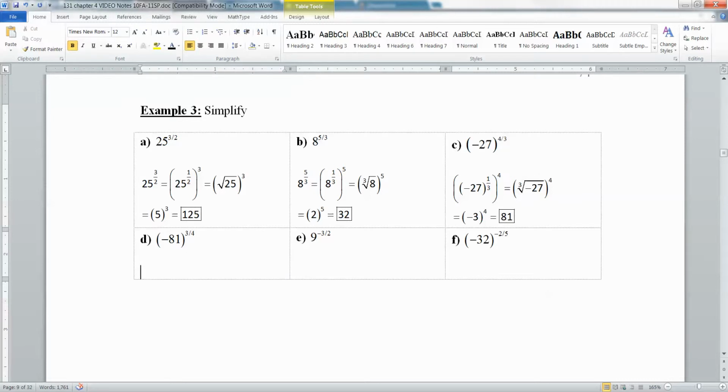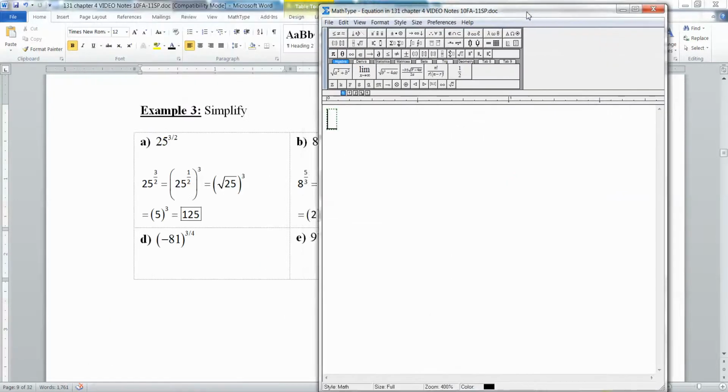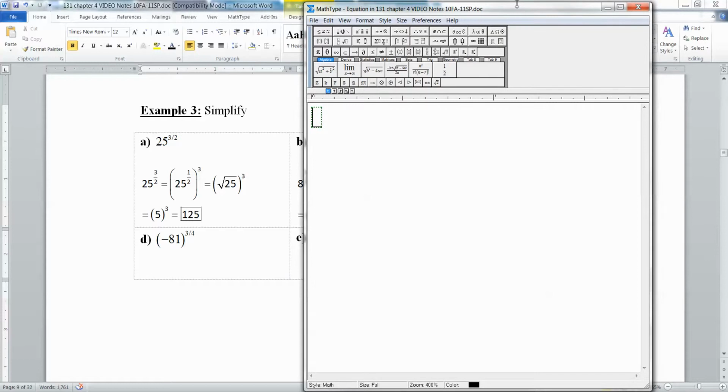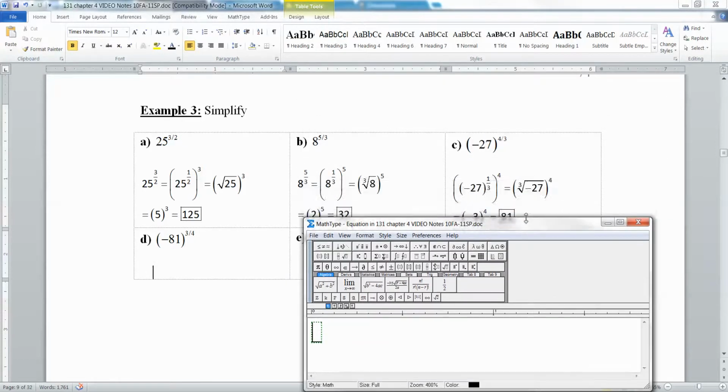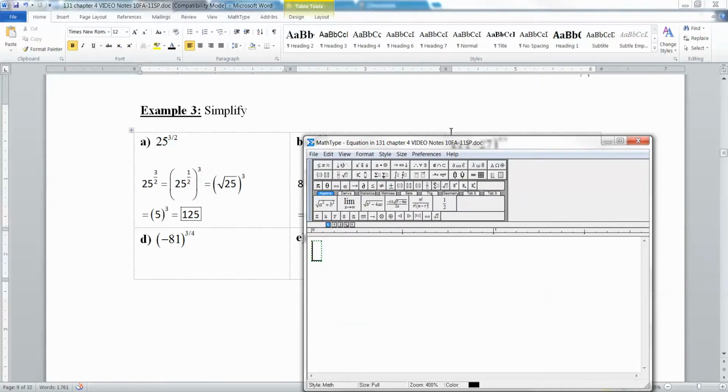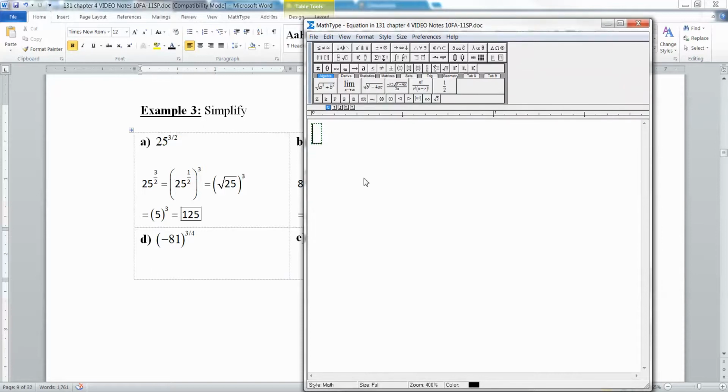All right, what about letter D? Okay, so we've got... Seems very similar to the last one. I want to leave the last one up so you can kind of, oh, I can't do it. All right, well, that's all right. It's very similar to the last one. Okay, so it's, let's see, double parentheses, negative 81, because I want all of that raised to the 1/4 power.